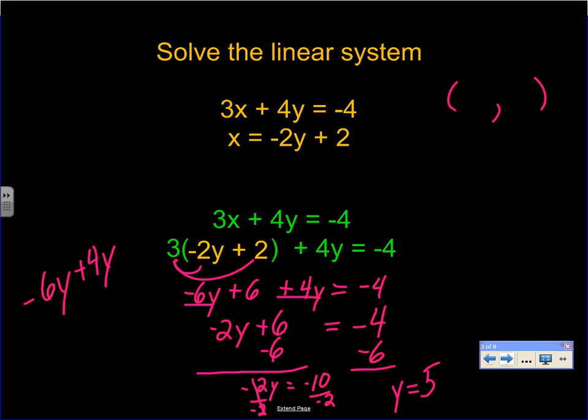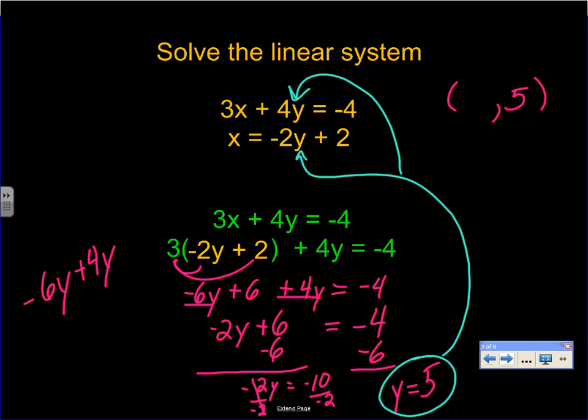If we look here in our ordered pair, y is equal to 5, so that goes on the right side. Now, if y is equal to 5, what's x equal to? Well, we just take that 5, and we can substitute it into either place to solve for x. I'm only going to substitute it into the bottom equation because it's going to be less work to figure out what x is, because x is already by itself here. So let's go ahead and substitute that in for y.